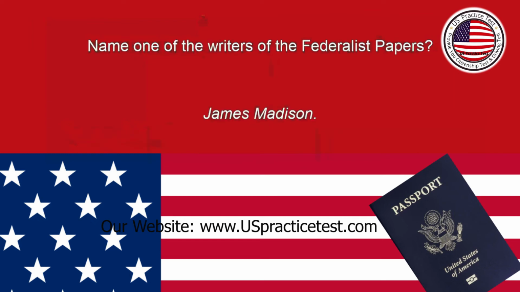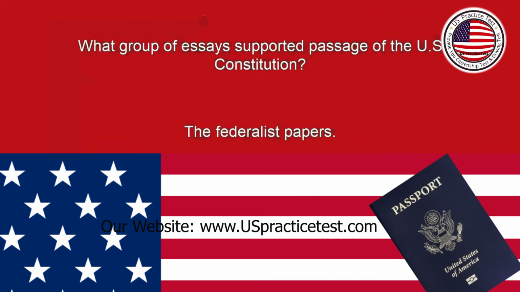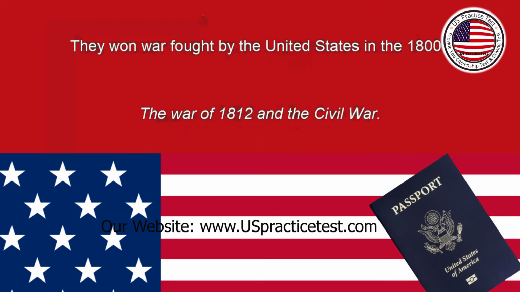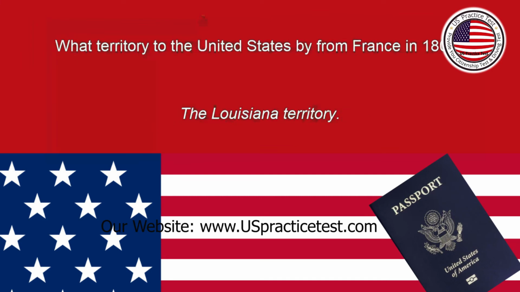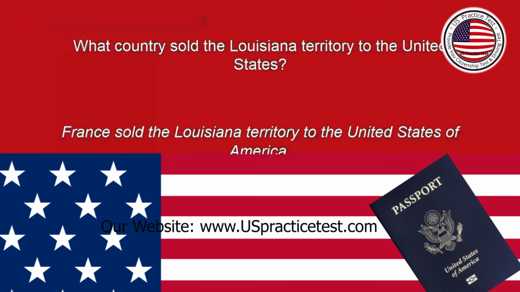Name 1 of the writers of the Federalist Papers. James Madison. What group of essays supported passage of the U.S. Constitution? The Federalist Papers. Name 1 war fought by the United States in the 1800s. The War of 1812 and the Civil War. What territory did the United States buy from France in 1803? The Louisiana Territory. What country sold the Louisiana Territory to the United States? France sold the Louisiana Territory to the United States of America.